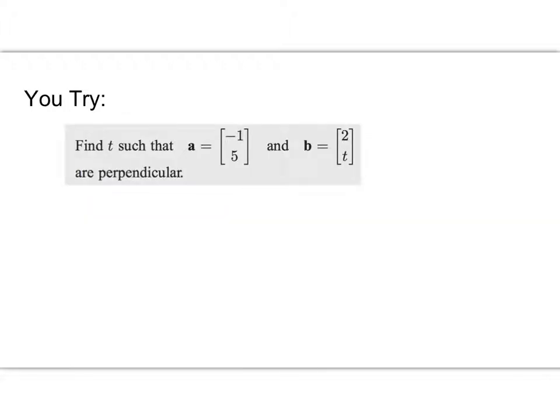Okay, so I want you to try this one. Find t so that if a equals the component form of negative 1 and 5 and b equals 2 and t, find the value of t that's going to make those perpendicular. So turn this off and restart it when you're ready to check your answer.